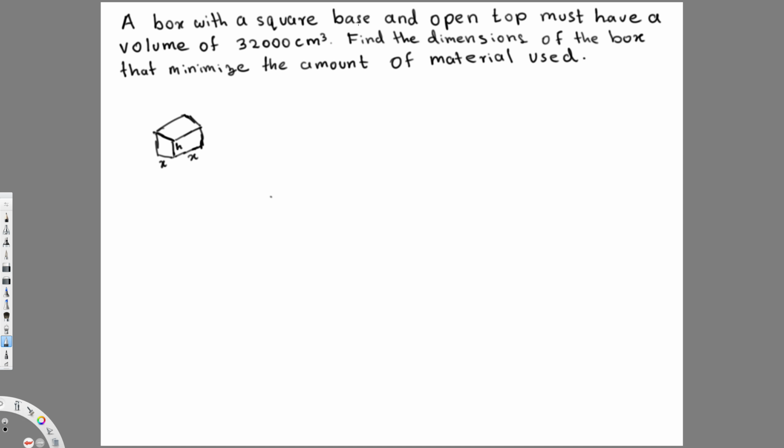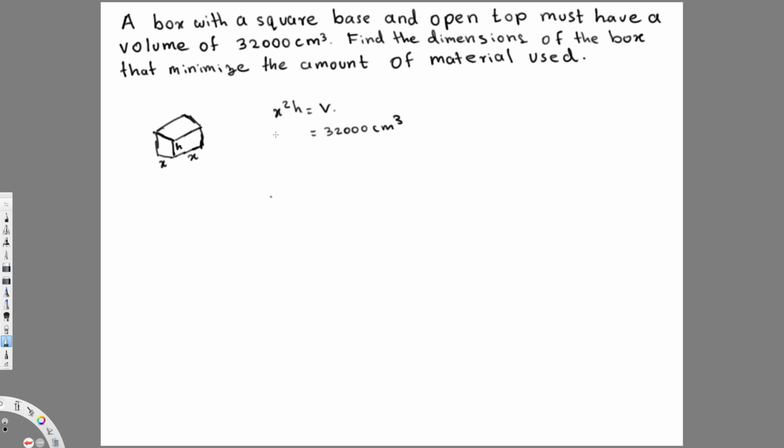However, they are saying it must have an open top. So it means there's nothing on the top, and a volume of 32,000 centimeter cube. So they are giving the volume. First of all, we know the volume equation is going to be x square h, since these two have the same width. So this is my volume. Also, they have given the volume is 32,000, so I substitute it here. It's going to be x square h equals 32,000 centimeter cube. That's one of the equations, so let's say this is equation one.